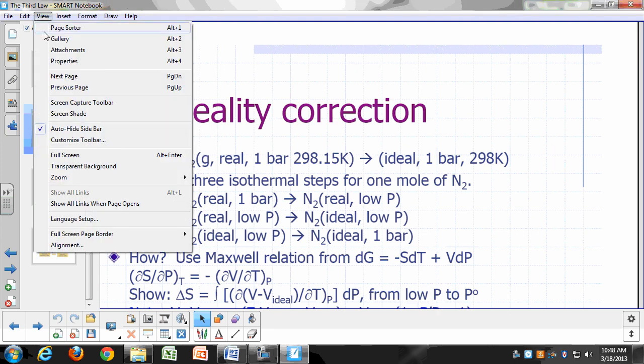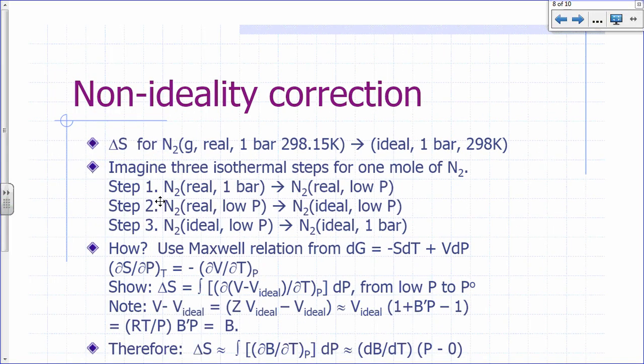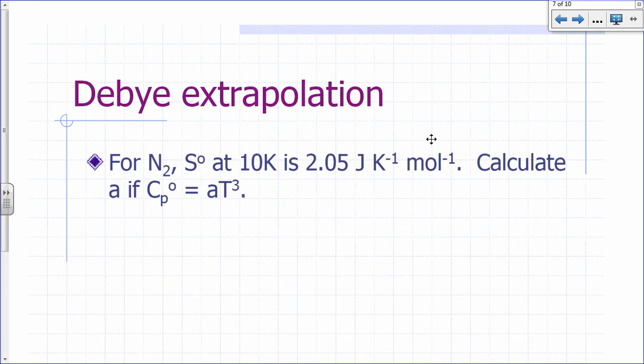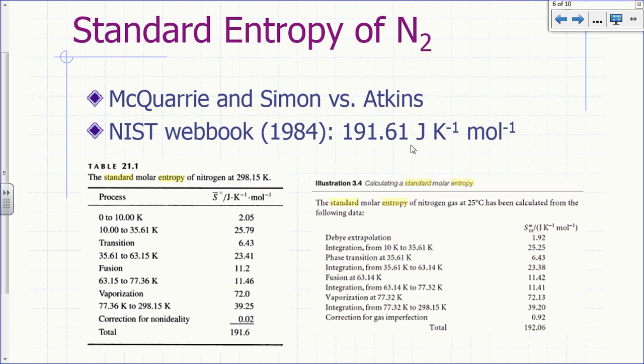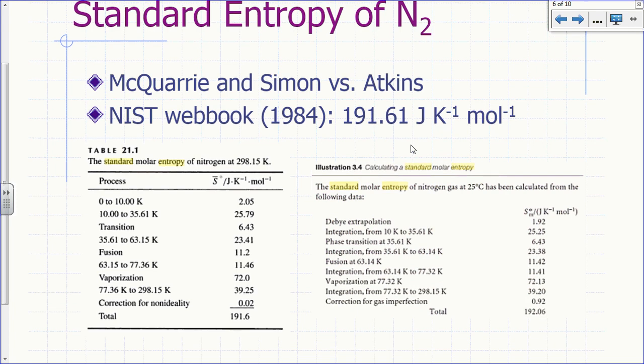All right, so last time we said that you can calculate the standard entropy by simply using heat capacity data and enthalpies of transition. It's basically the delta S in going from 0 Kelvin to 298 Kelvin. So what we did for nitrogen, for example, is to calculate the standard entropy at 298 Kelvin, which is given here, it's 191.6 joules per Kelvin per mole.